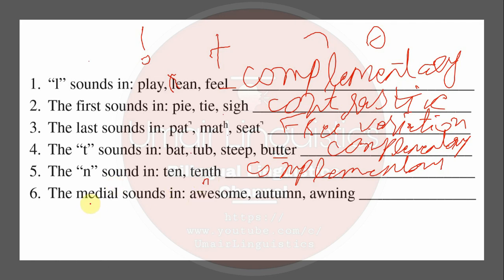In the last example, the medial sounds in awesome, autumn and owning. The medial sound means the middle sound in all these three words. In this word, the middle sound is s, in this it is t, and in this it is n. Awesome, autumn, owning. So all these are different sounds, s, t and n. They are different from each other, and they also change the meaning of the word. So these are contrastive sounds. All right.